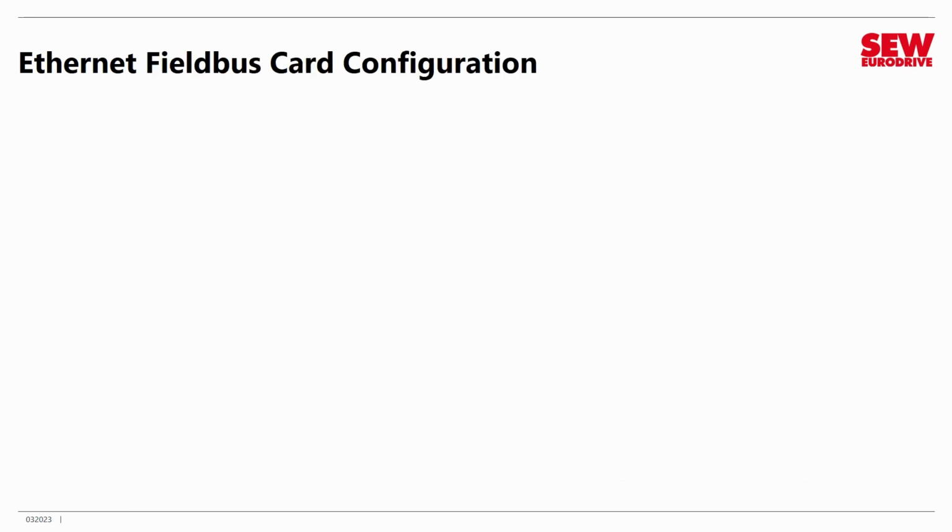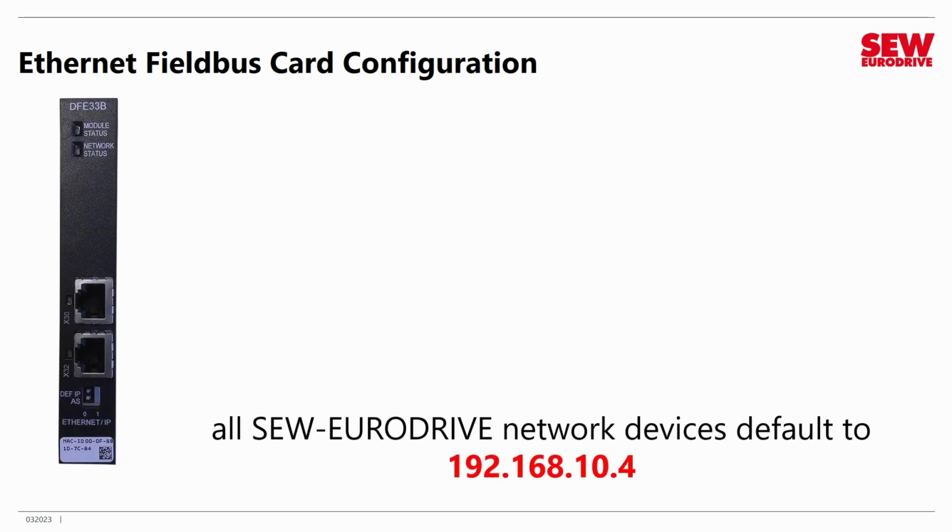Now, with the Ethernet Fieldbus cards, you need to know a few things about how they're configured, since these are the ones you're most likely to encounter. All SEW Eurodrive Fieldbus cards based on Ethernet have a default IP address of 192.168.10.4. This can be changed, of course, but if it's brand new out of the box, that's its IP address. And you can use that when you're developing programs to communicate.